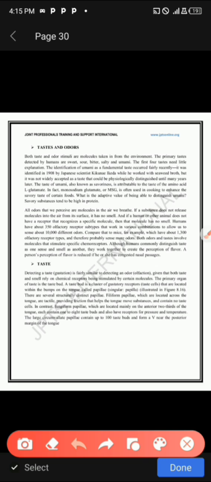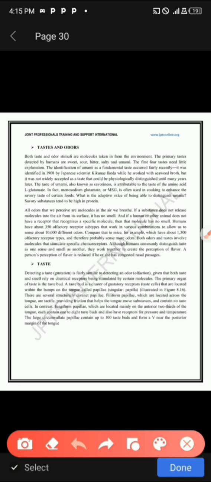Another one is this: all the others that we perceive are molecules in the air we breathe. Molecules. All the others, they are the ones that are offensive, and the ones that are not offensive.